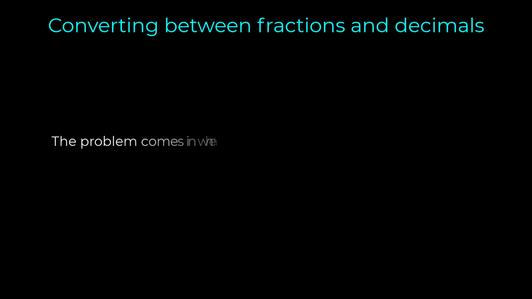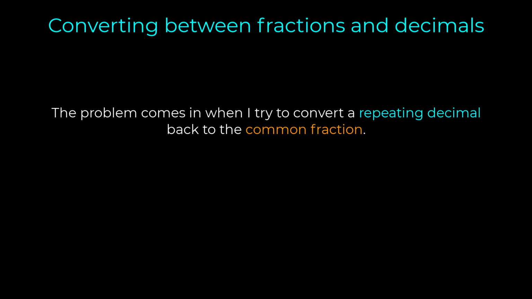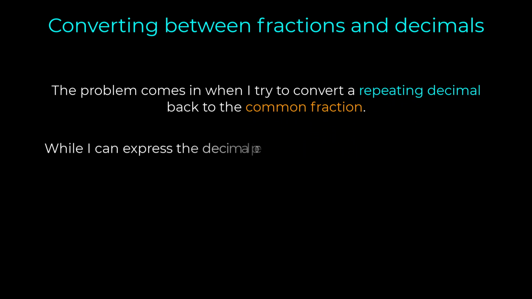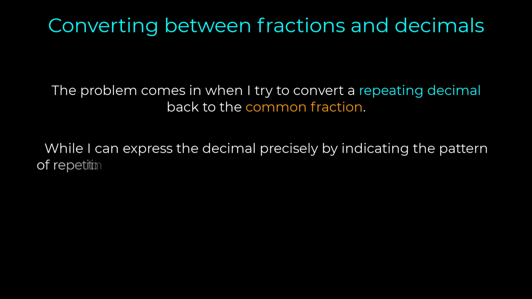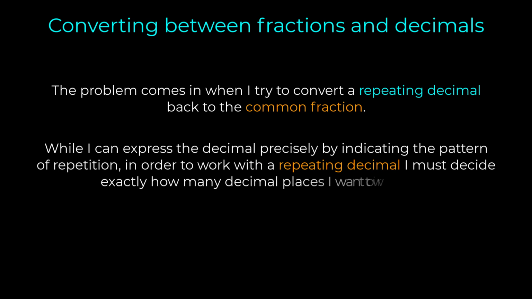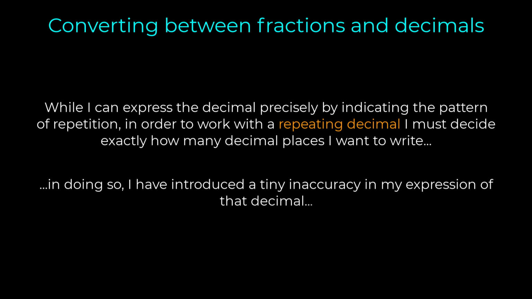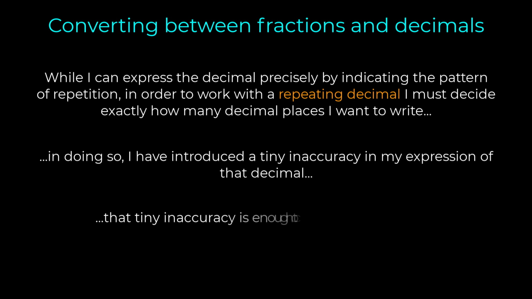The problem comes in when I try to convert a repeating decimal back to the common fraction. Specifically, the problem is that, while I can express the decimal precisely by indicating the pattern of repetition, in order to work with a repeating decimal, I must decide exactly how many decimal places I want to write, and wherever I stop, I have introduced a tiny inaccuracy in my expression of that decimal. That tiny inaccuracy is enough to create problems.